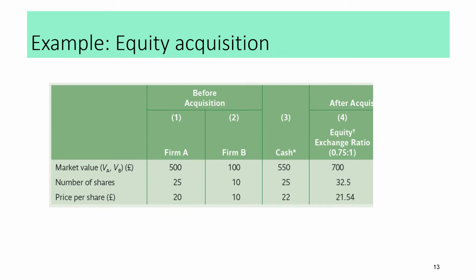This slide summarizes the position of firm A and firm B before and after the equity acquisition. If you compare the equity acquisition with the cash acquisition, you will find that the cost of acquisition is higher in the equity acquisition. The share price of firm A is lower after the equity acquisition due to higher premium paid. Normally, the shareholders of the target firm would require a higher premium if the acquisition is paid by equity.